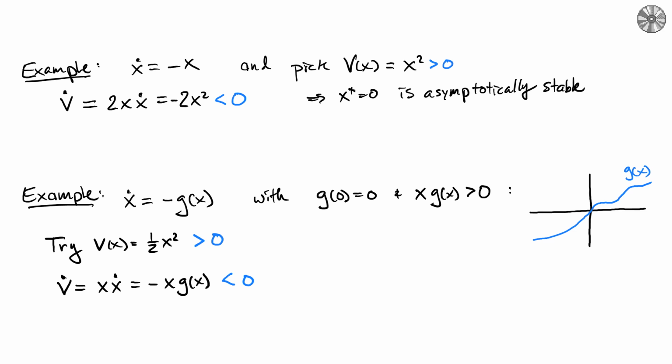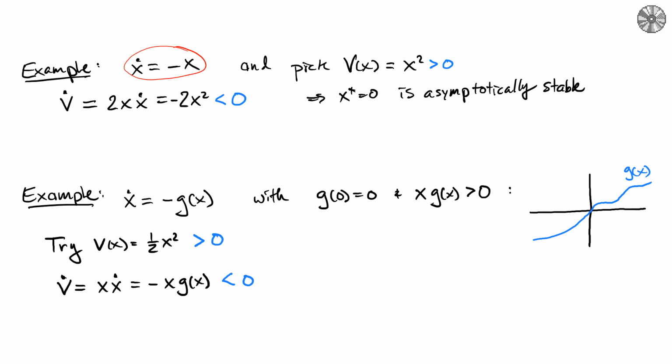So let's just see a few examples. If we have this simple dynamical system, x dot is equal to minus x. We get to pick this, and there are many choices, but oftentimes you start with the simplest and see if it works. There are many that will work.